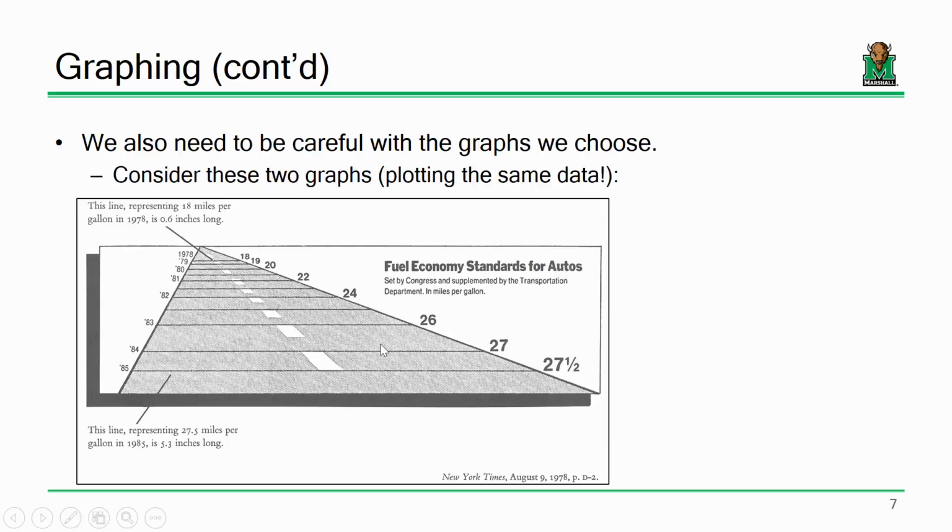But graphs can be misleading. And here is a figure that came from the New York Times that was showing the progression of fuel economy in the United States, where back in 1978, the average auto got 18 miles per gallon. But then by 1985, the federal requirements were going to be that the average automobile should get 27.5 miles per gallon.